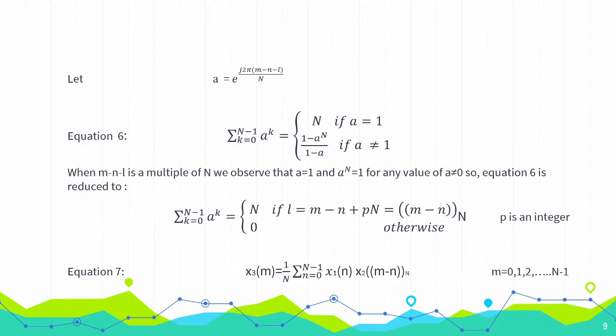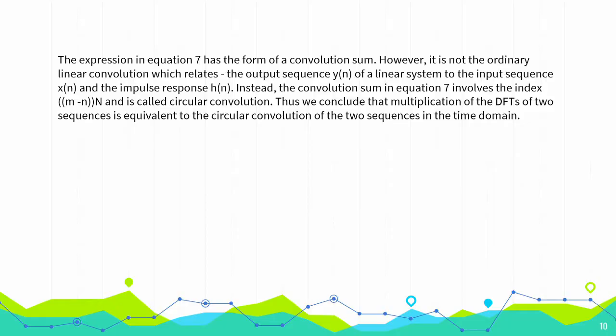If we substitute the value of a in equation 5, we get equation 7. The expression in equation 7 has the form of a convolution sum. However, it is not the ordinary linear convolution which relates the output sequence y of n of a linear system to the input sequence x of n and the impulse response h of n. Instead, the convolution sum in equation 7 involves the index m minus n of n and is called circular convolution.